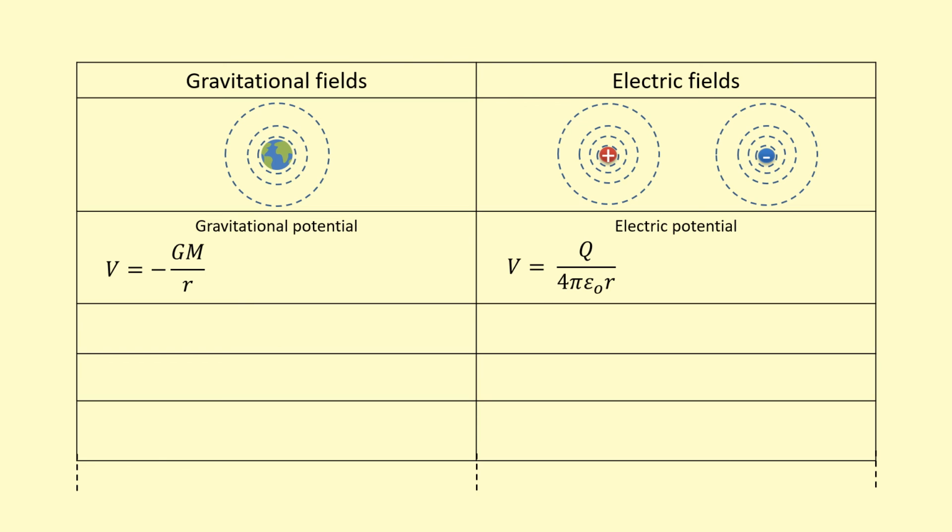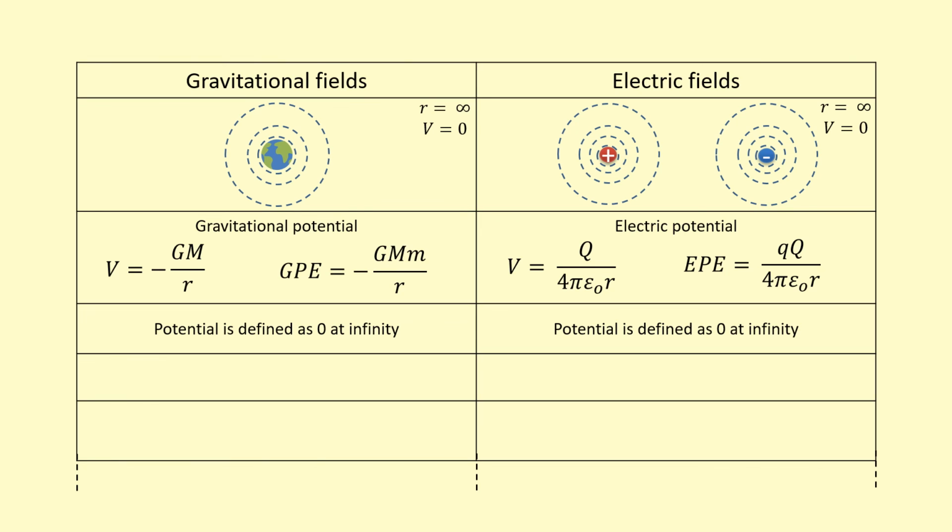And then if you want to find the gravitational potential energy, you just have to multiply by mass, while with electric potential energy, you would multiply the potential by the charge, like so. You can see that these equations look similar. Another similarity is the definition of potential: at infinity, the potential is defined as 0. Another similarity is that they're inversely proportional to distance from the center. That's why there's a 1 over r at the bottom of each of those.